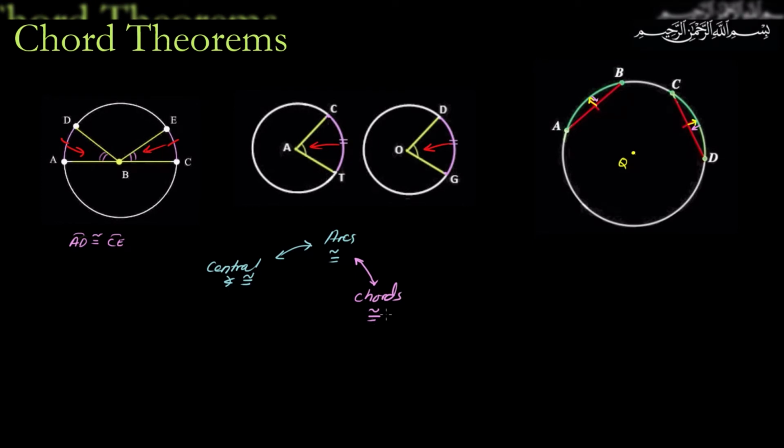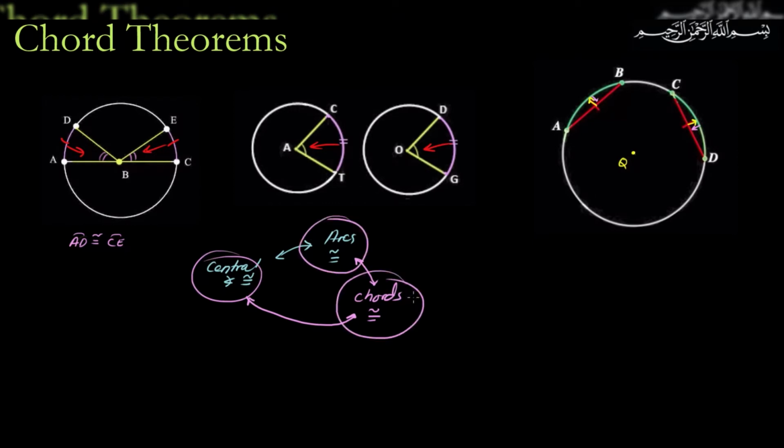Correct? And then from here, of course, we can also demonstrate the following. Because if you demonstrate the chords to be congruent, then in the same way the arcs are congruent. If the arcs are congruent, we can demonstrate the central angles to be congruent. So we can make this nice little diagram here, the relationship between congruent central angles and congruent arcs and congruent chords.